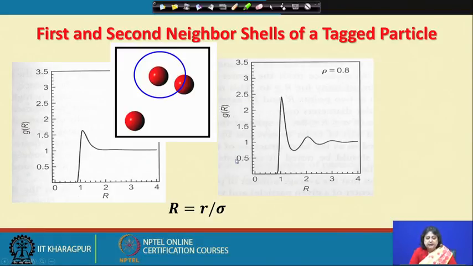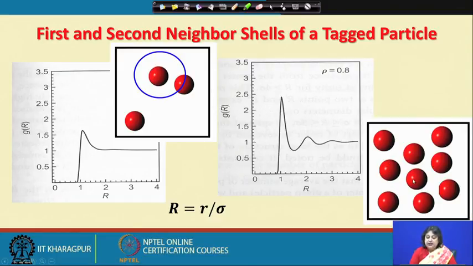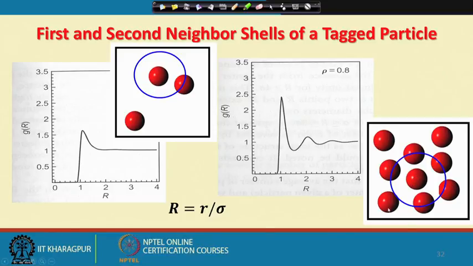But if I look at a highly dense system, then as you see, for my tagged particle, which is this one, because of a higher density, there will be more particles present within this spherical shell, and this is given by the greater height of the first peak that I see at a distance of the interparticle separation, small r, nearly about sigma.